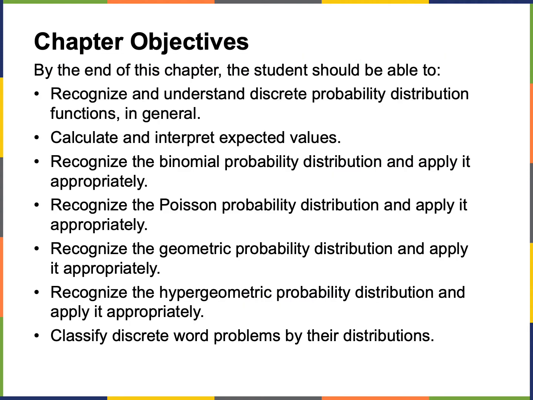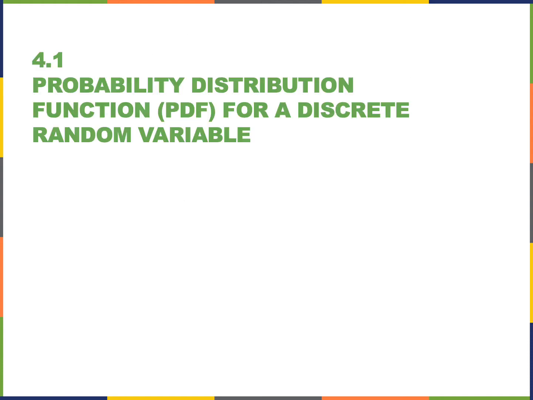Exciting stuff. Okay, so what are the objectives of the chapter? We're going to talk about discrete probability. We're going to talk about expected value, the binomial probability distribution. We're probably going to skip these last three just because of time, but we'll see how far we get. I don't necessarily think we're going to cover these. We're just going to do the very basic ones. So let's get into it.